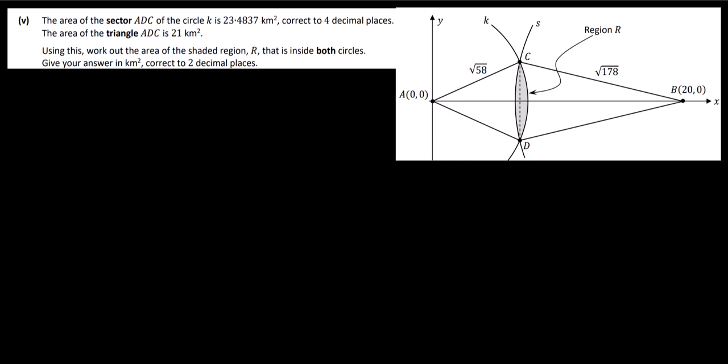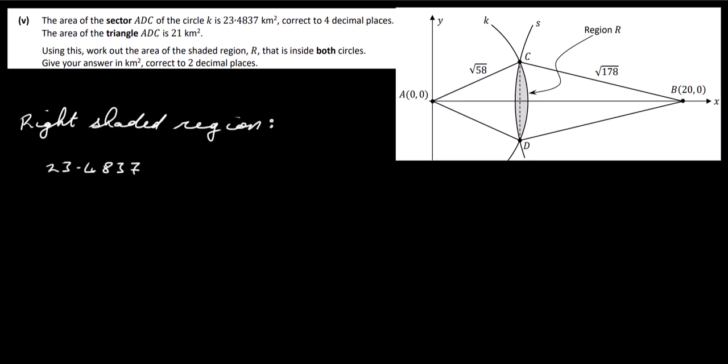So the first thing I'm going to do is look at the right shaded region. That's just 23.4837, and we've got to subtract 21. When you do that, you get 2.4837, and that's square kilometers. So let's look at the left shaded region then.